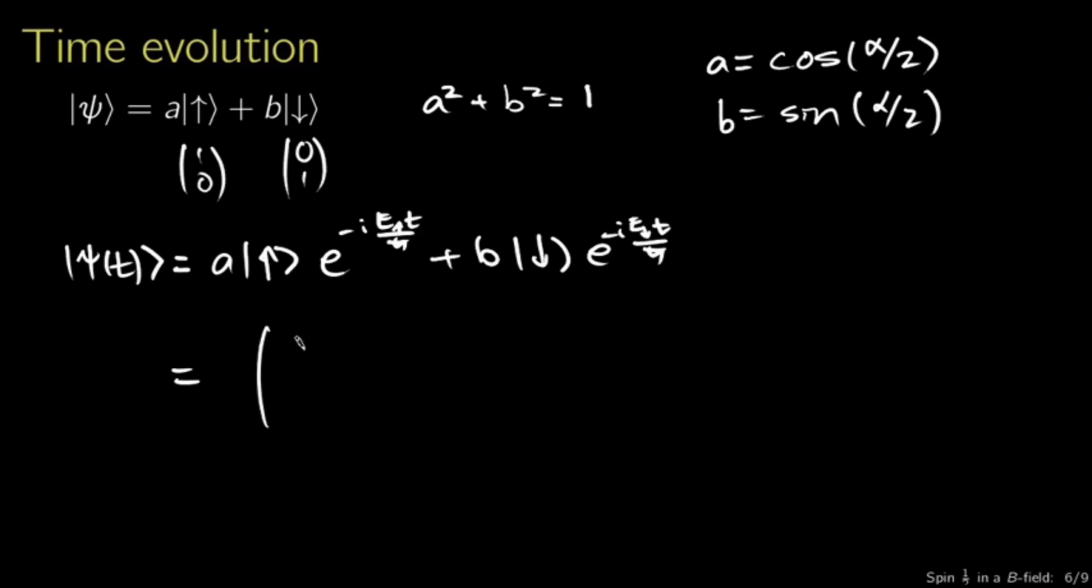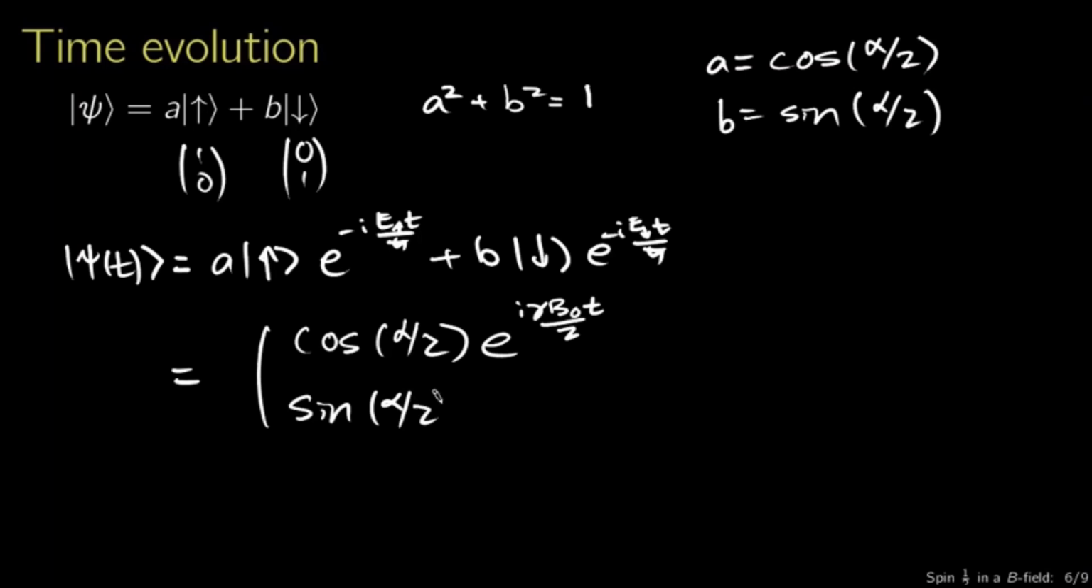So when we combine them, we're just going to end up with the cosine alpha over 2 from our assumption about the form of a times e to the i gamma B0 t over 2, since our h bars cancel out. Likewise, sine alpha over 2 e to the minus i gamma B0 t over 2 is our expression for the column vector evolving in time associated with a general superposition of up and down with amplitudes given by a and b.